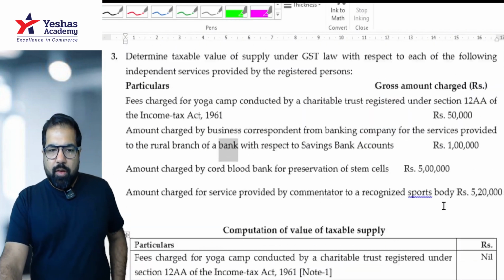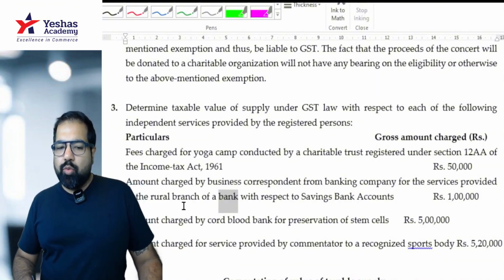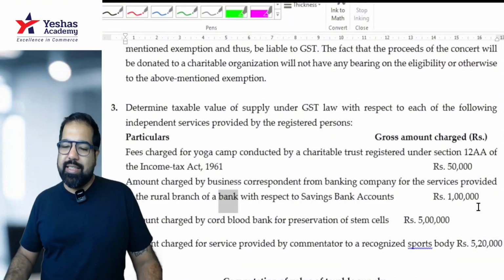Yes. Guys, the amount charged by a business correspondent from a banking company for the services provided to the rural branch of the bank, in rural areas, is exempt.